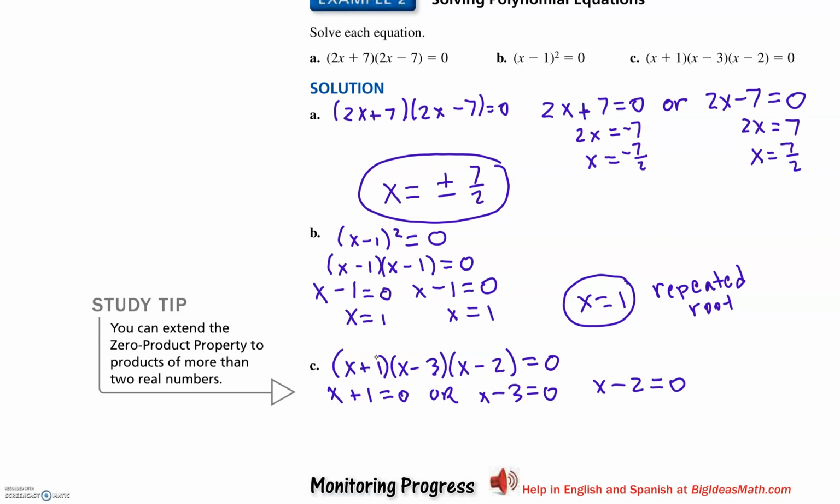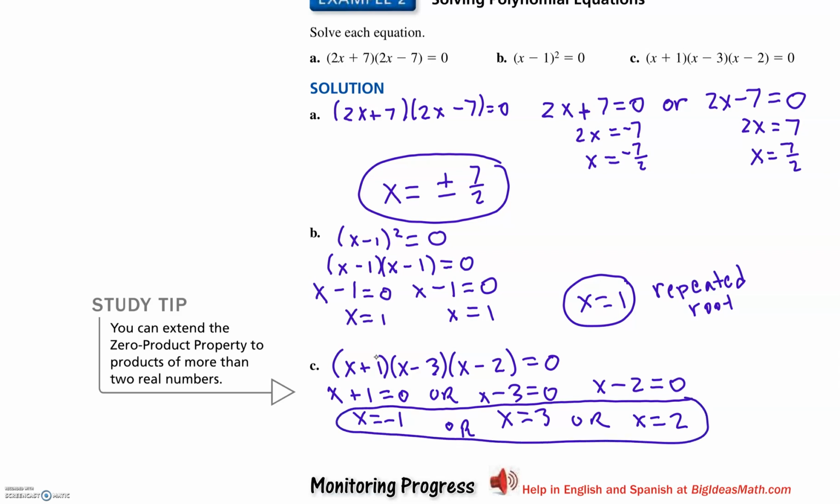First equation, x plus 1 equals 0. If we subtract 1 from both sides, we find out that x would have to equal negative 1. Think about it. Negative 1 plus 1 is 0. That's the only way that's going to happen, if x is negative 1. Here, add 3 to both sides. X would have to be 3. Add 2 to both sides. X would have to be 2. 2 take away 2 is 0. We get 3 solutions, or 3 roots, to the equation.